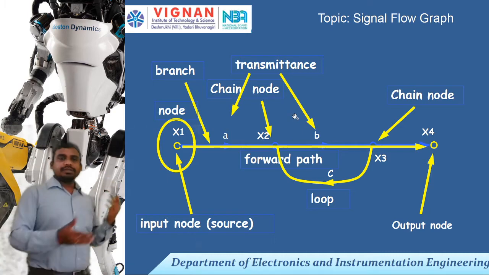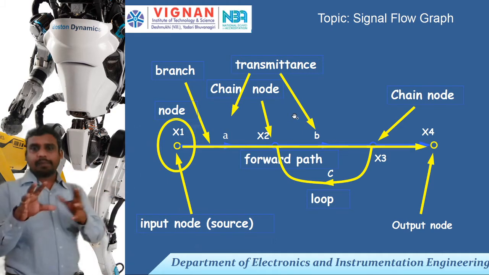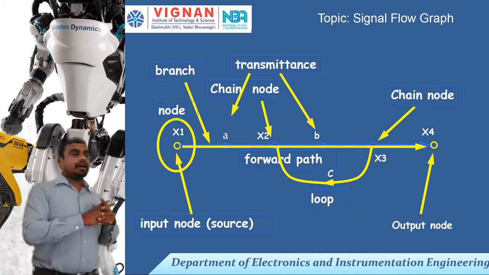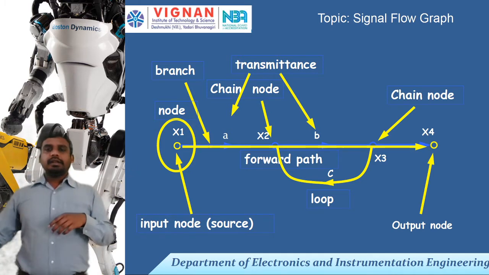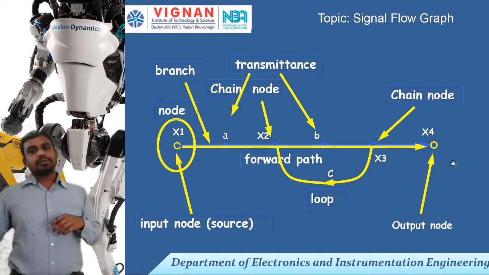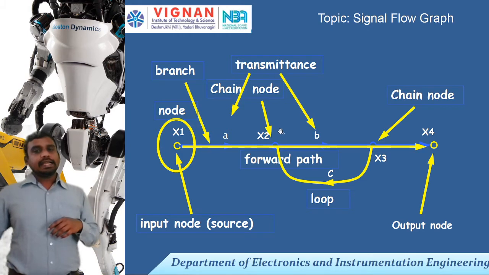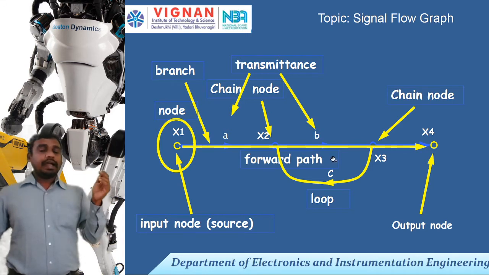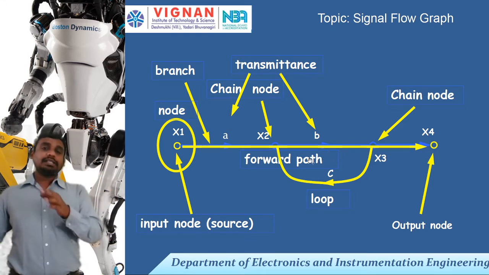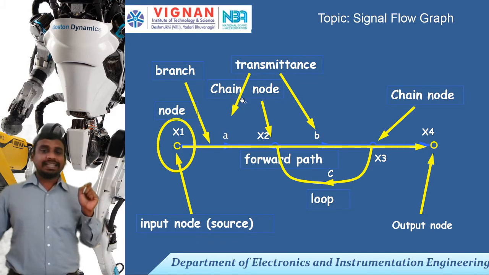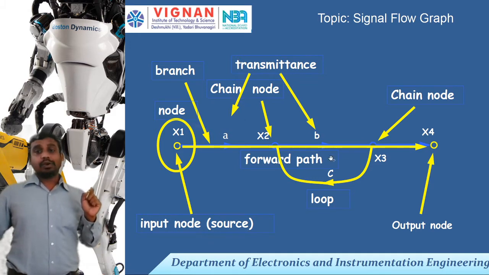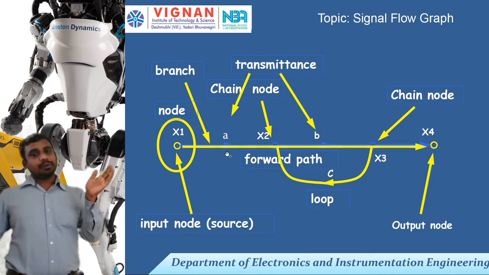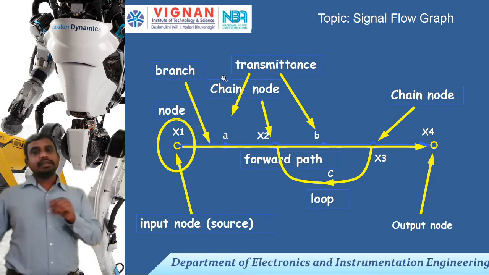So whatever points we discussed till here, I have given in this particular diagram, right? x1 and x4 are input nodes, and x2 and x3 are the nodes in between, which have an input branch and an output branch. That kind of node is called a chain node, right? x2 is a chain node, and x3 is also a chain node, because each has an input signal as well as an output signal, right?